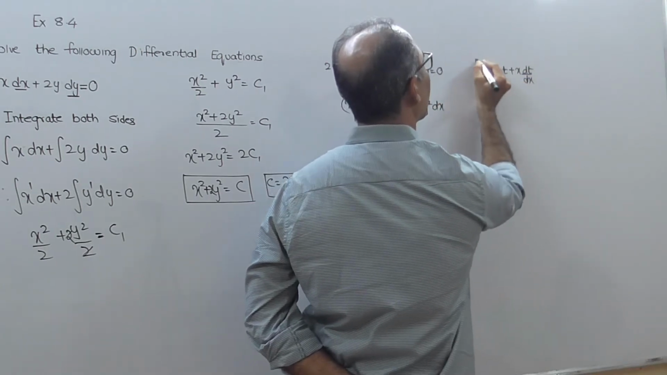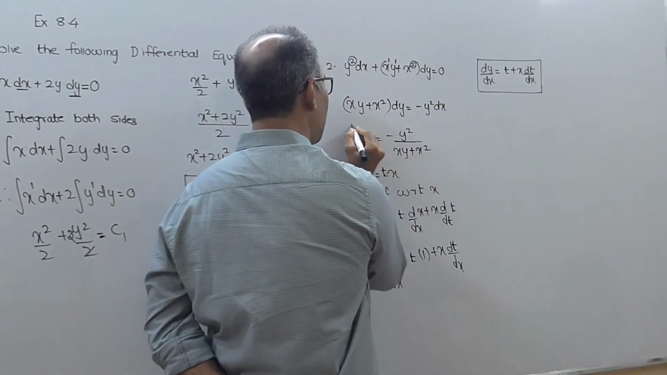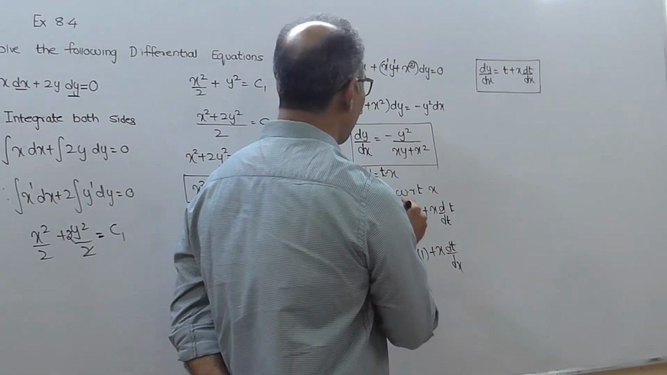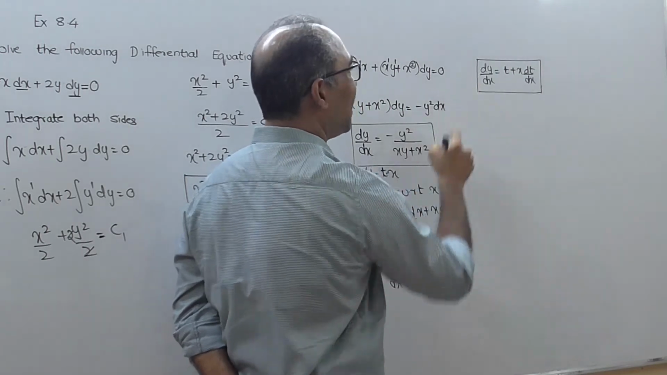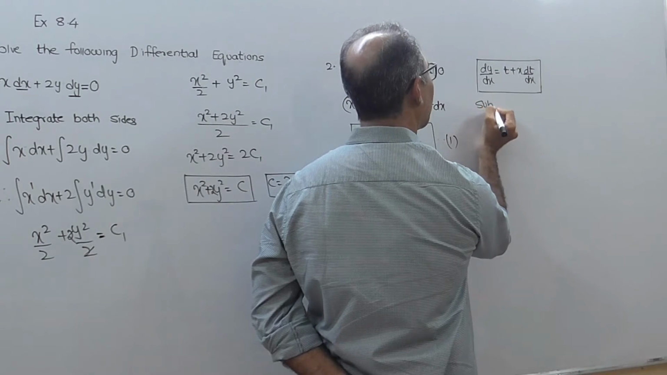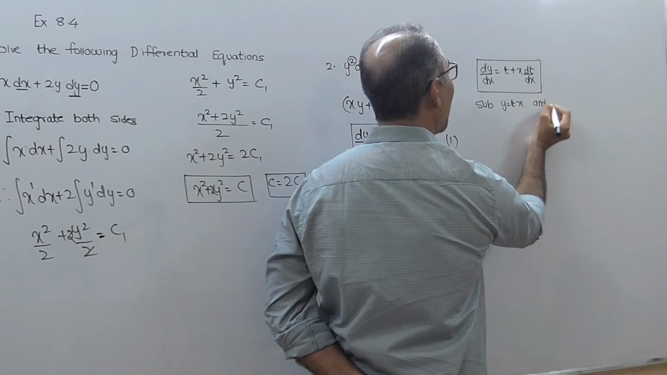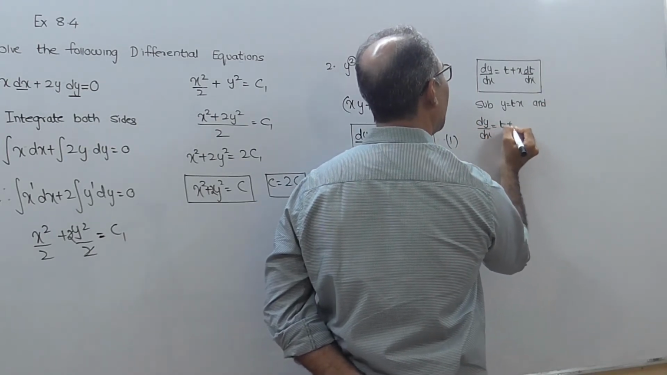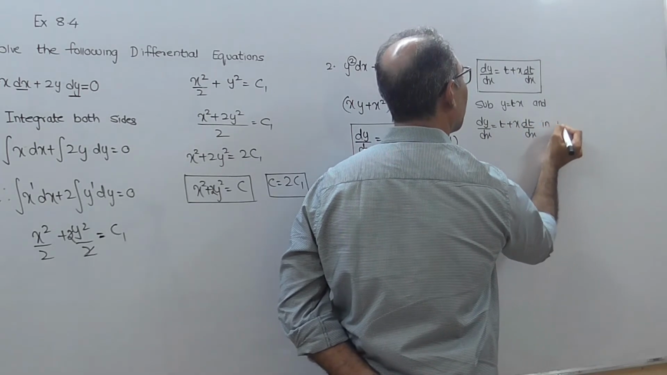Now this is very important, because you have to replace this step exclusively by substituting y equal to tx and dy by dx as t plus x dt by dx. So I will give this as 1 and then I will say that substitute y equal to tx and dy by dx equal to t plus x dt by dx in 1.